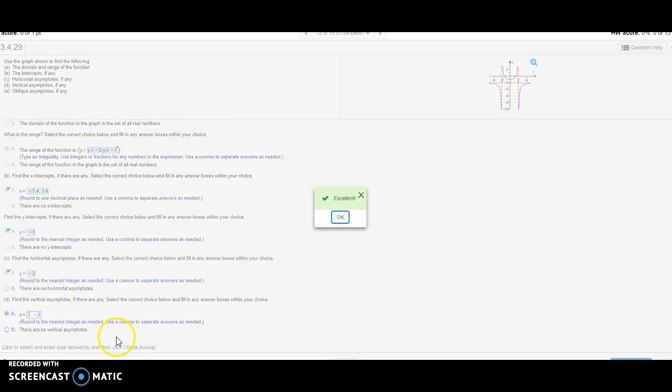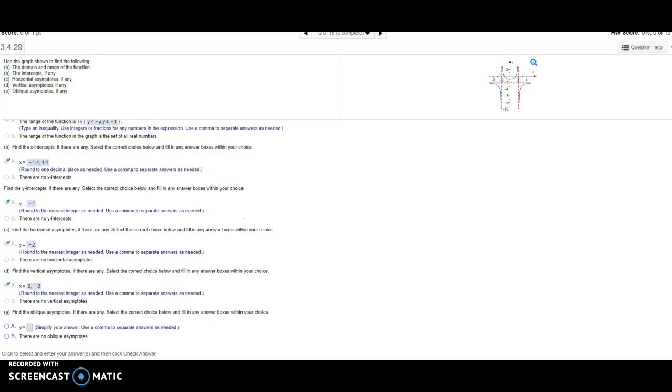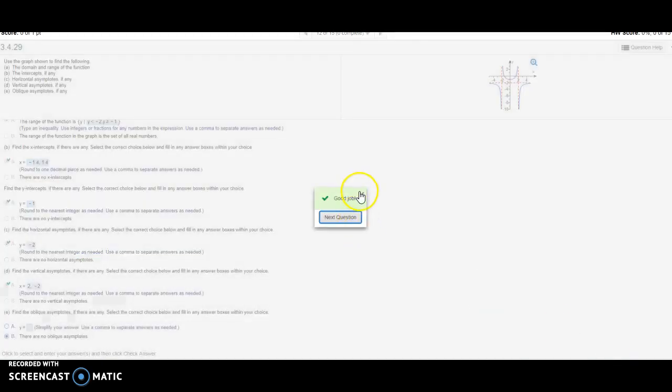Let's see if that's how they want the answer. Yep, looks great. And then there are no oblique asymptotes. There's none at a slant, and I will only either have a horizontal asymptote or an oblique asymptote, and I had a horizontal. And that's how you work that one.